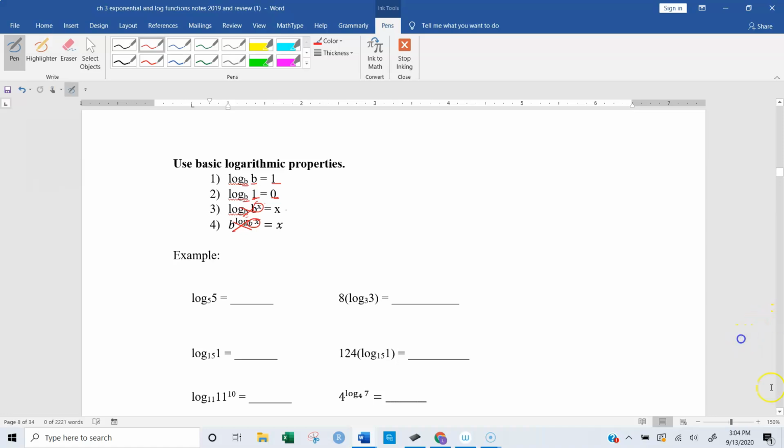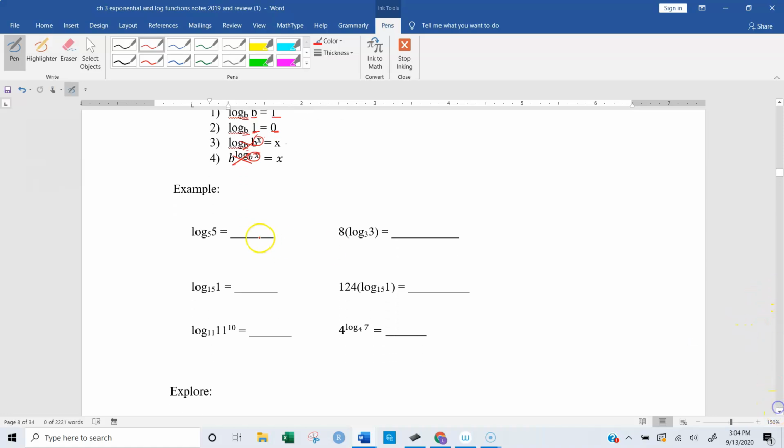All right, let's go through and show you how these work. So log base 5 of 5, we know this is 1, because 5 to the first equals 5. Here, this part is 1, but now it's 1 times 8, so the answer is 8.